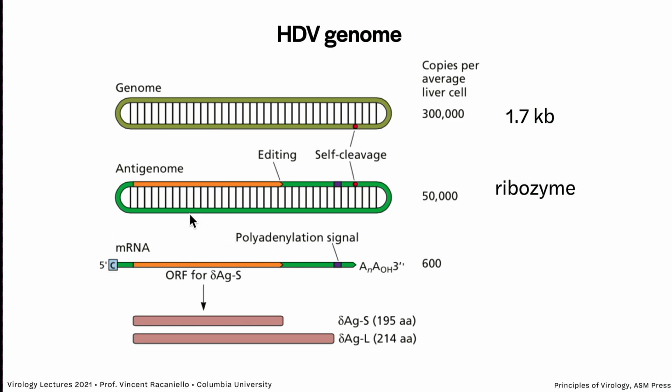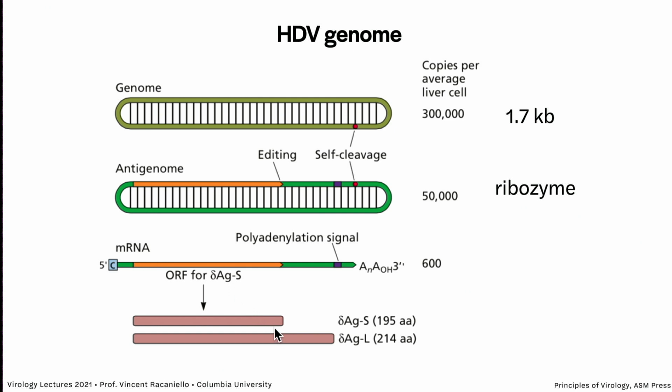And this encodes an RNA, about 50,000 copies of this antigenome. And this has a ribozyme in it, and that's the red dot here, which is labeled self-cleavage. So that can cleave itself. And its relevance in reproduction will be evident in a moment. And then you make an mRNA from this, which is the same polarity as the antigenome. And it encodes the single protein encoded in this genome, which is delta antigen.